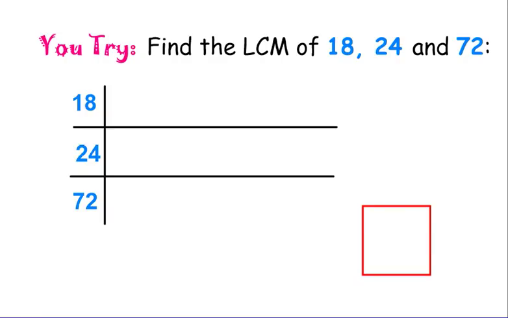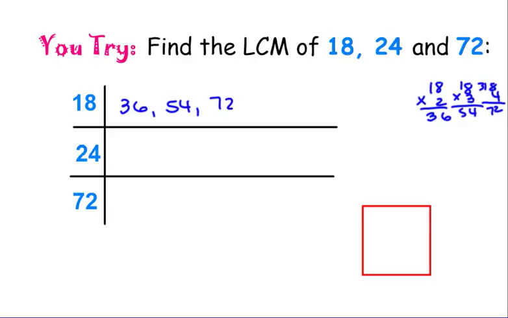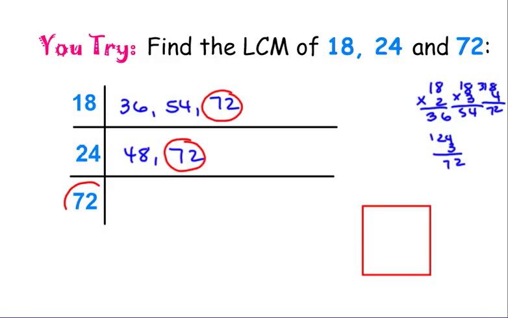All right, go ahead and try this one. All right, if you're not done, go ahead and hit pause. So the LCM for this one was 72. So we went 18, 36, 54, 72, 24, 48, 72, and I didn't even have to go anywhere with this 72 because they all met at 72.